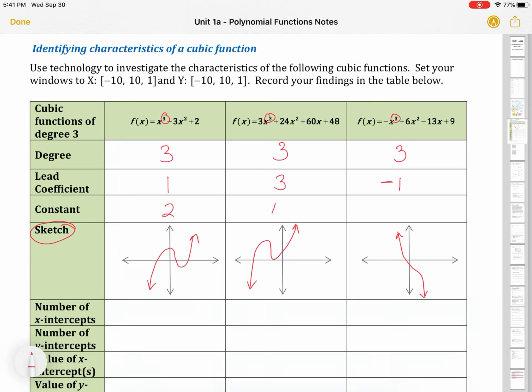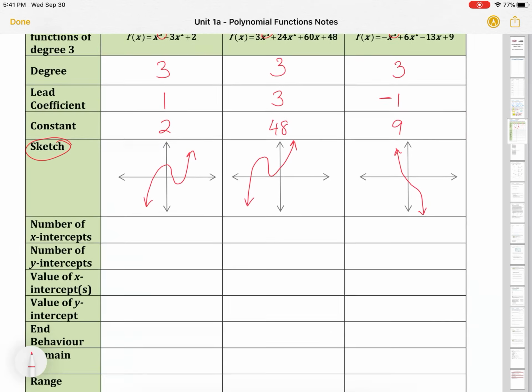The constant for the first one is 2. Constant for the second one is 48. And the constant for the last one is 9. Okay.